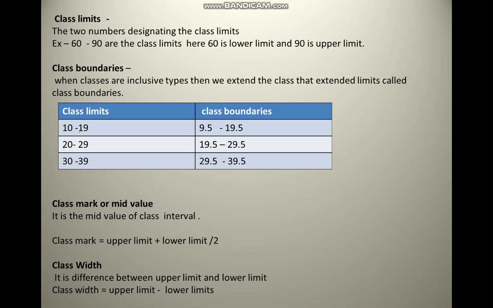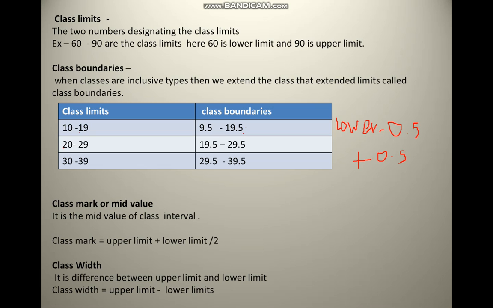Here the difference is d by 2. So in the lower limit we subtract 0.5, or we can write d by 2. What did we do in the lower limit? Here we minus 0.5. Okay, and in the upper limit what did we do? Plus 0.5. Okay, those are the class boundaries. Here also we did the same: lower limit minus 0.5 and here plus 0.5.